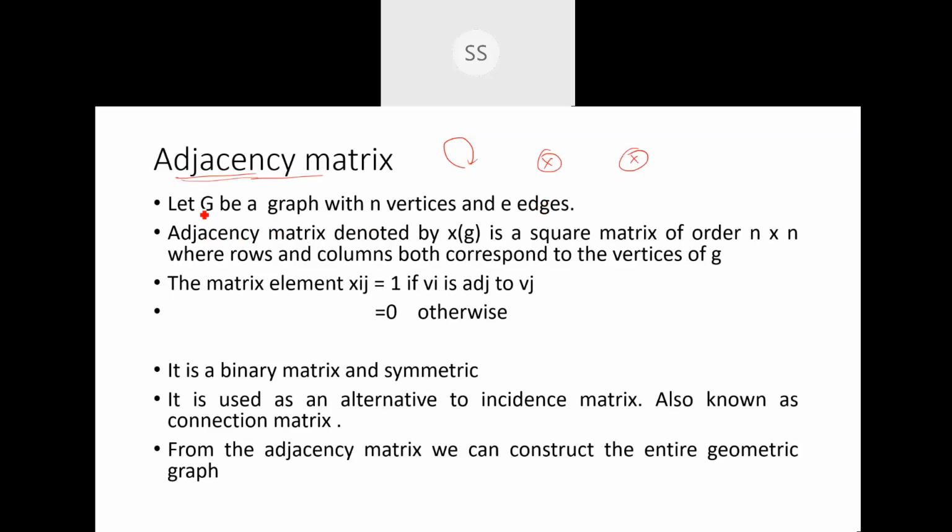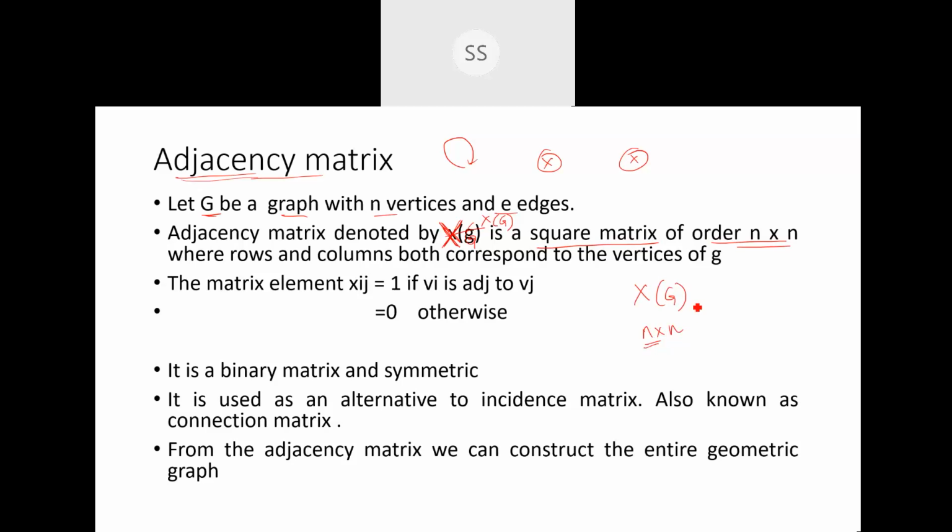So we are going to talk about the adjacency matrix, where if we have G as a graph consisting of n vertices and e edges, the adjacency matrix is denoted by capital X of G. It is a square matrix of order n by n. Very important: X of G is of order n by n, and n is the number of vertices.